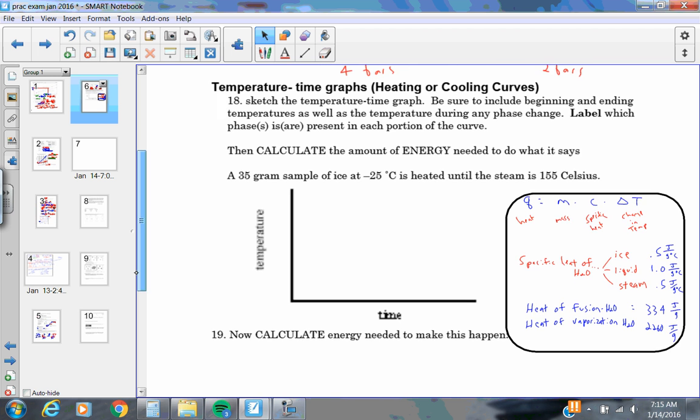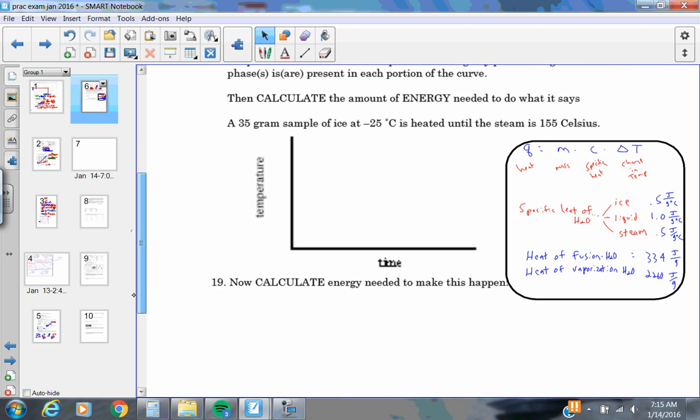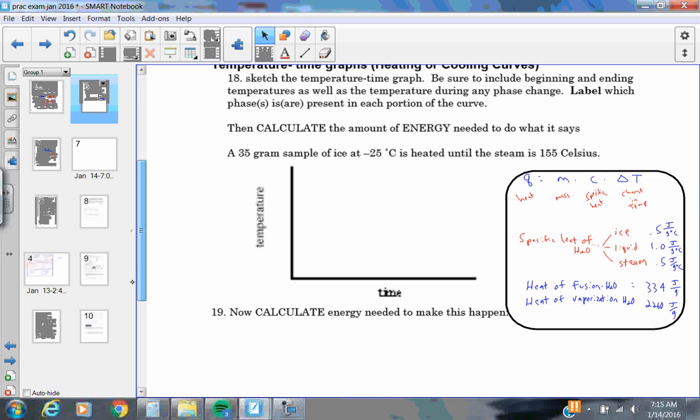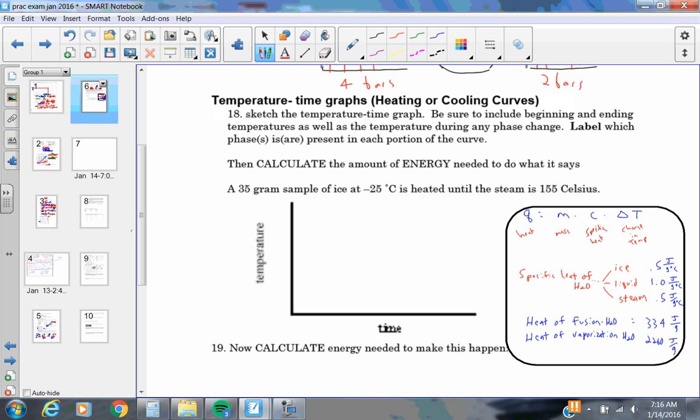Next one. This is the type where we have to calculate how much energy. Now the numbers are important. Before we do anything, sketch the temp time graph. Be sure to include beginning and ending temps as well as the temperature during any phase change. Some of you could do the math without doing it, but yet the directions say we have to sketch the temp time graph. So we make sure that we put that into there.